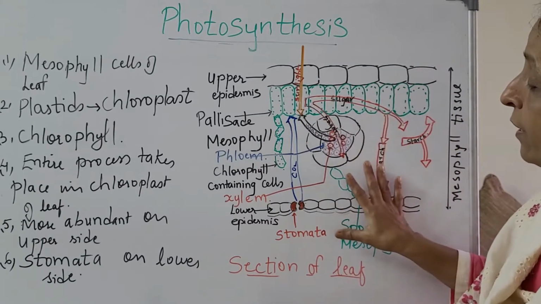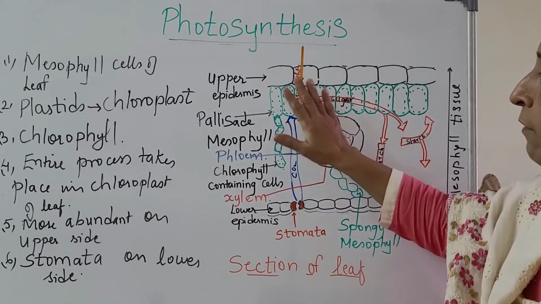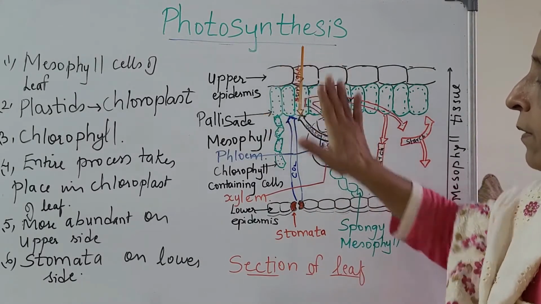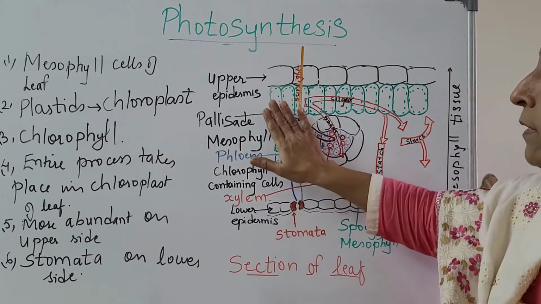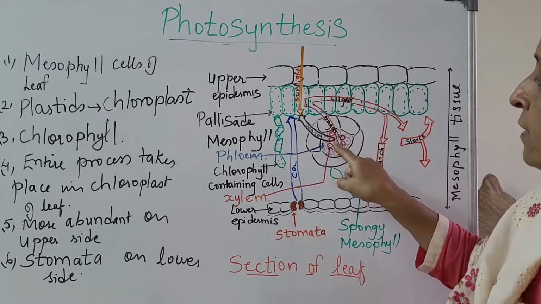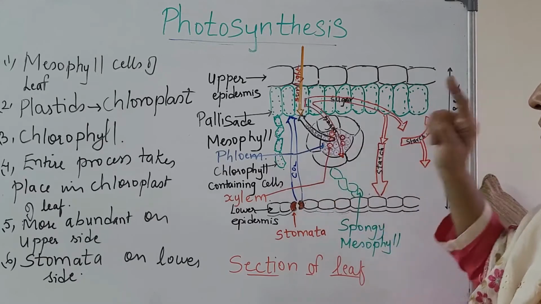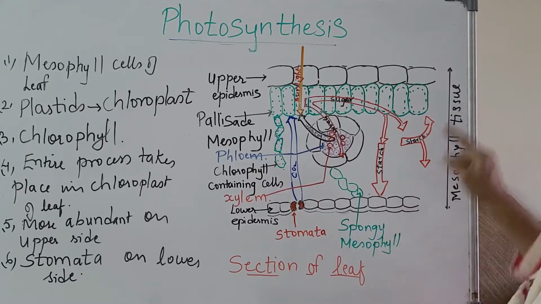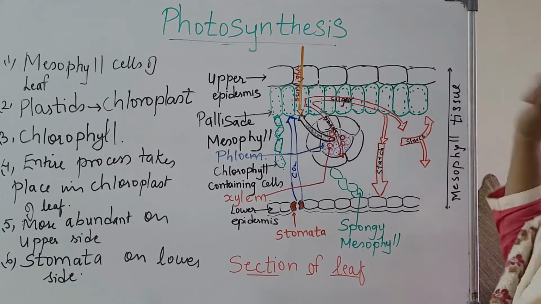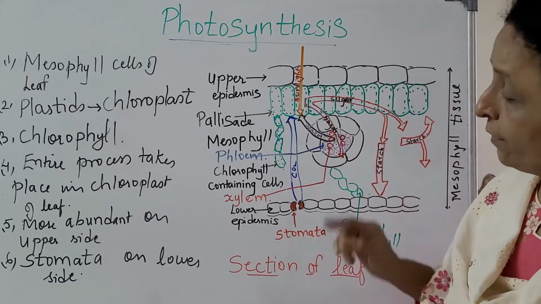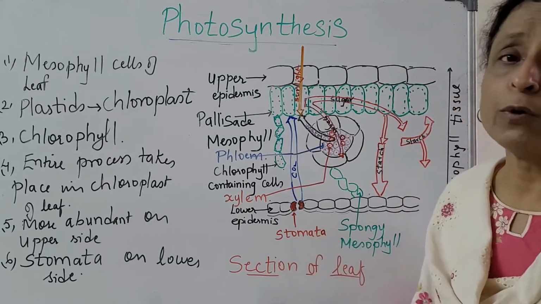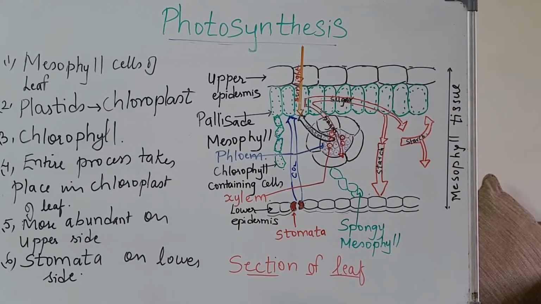photosynthesis. So you have to understand this section of leaf, the different cells: upper epidermis, lower epidermis, palisade mesophyll, xylem, phloem, chlorophyll containing more cells, and spongy mesophyll. This is the mesophyll tissue. Now let's see how the stomata works.